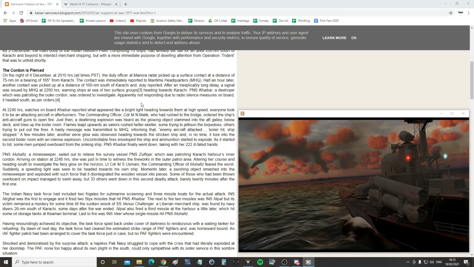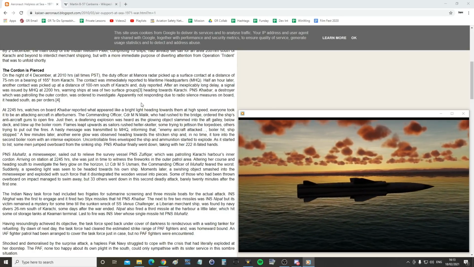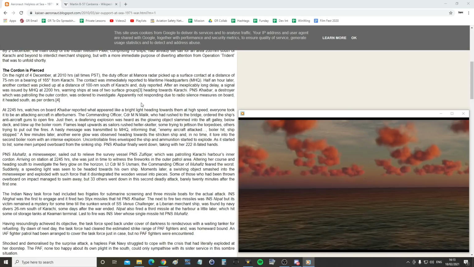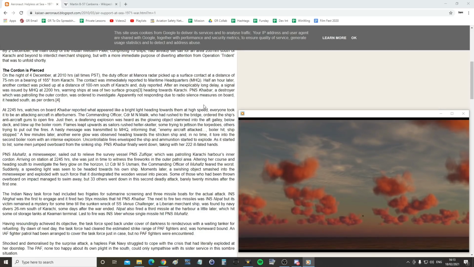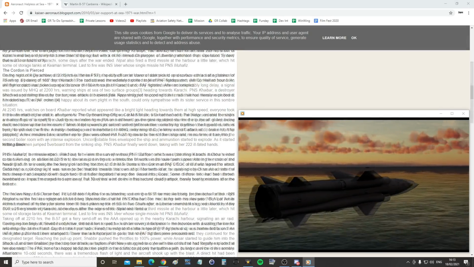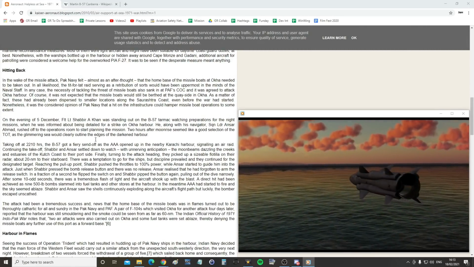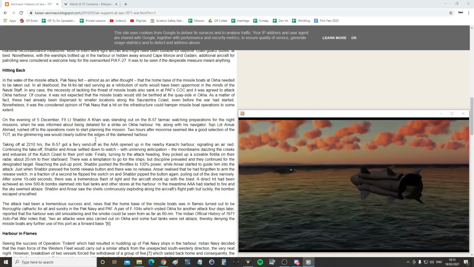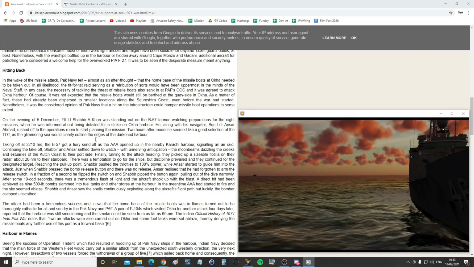Essentially what happened is a small flotilla of Indian surface-to-surface attack vessels attacked Karachi Harbour. They sent anti-ship missiles in and destroyed or damaged 4 vessels. And you can read about it here. Hitting back, this is the response from the Pakistan side after the attack. The attack was 4th/5th of December 1971.